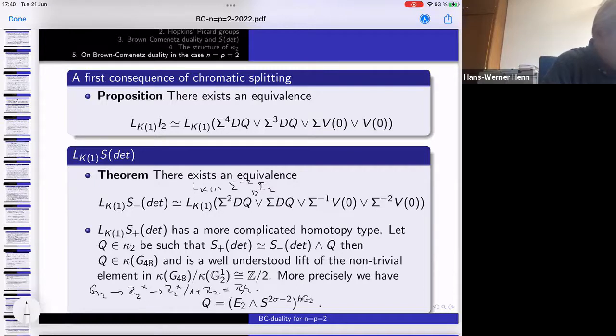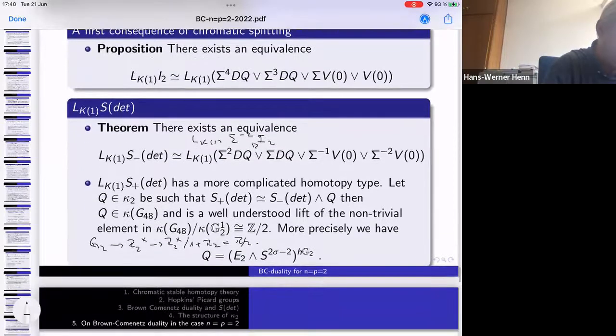So we can say something about the homotopy type of half of LK1 of S det. LK1 of LK2 of S0 sits in a fibration where you have a self map of LK1 of E2 homotopy fixed points with respect to the subgroup G21. A similar thing is true for LK1 of S plus and S minus det, and we do understand LK1 of half of S minus det. That's the language that Mark Mahowald would have used.